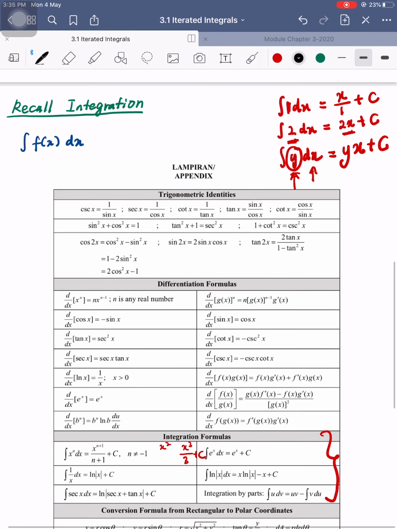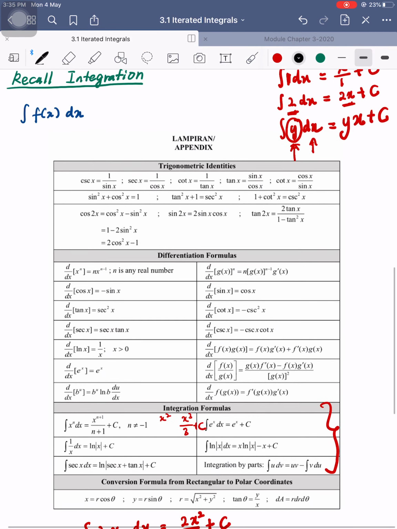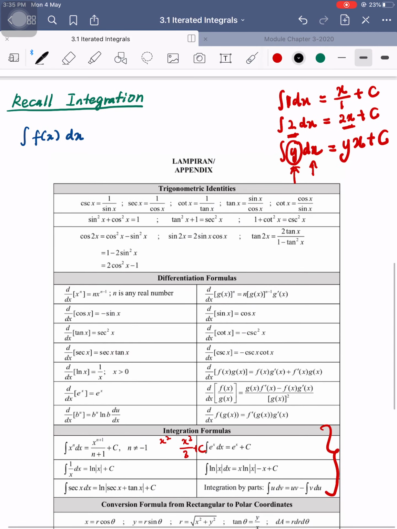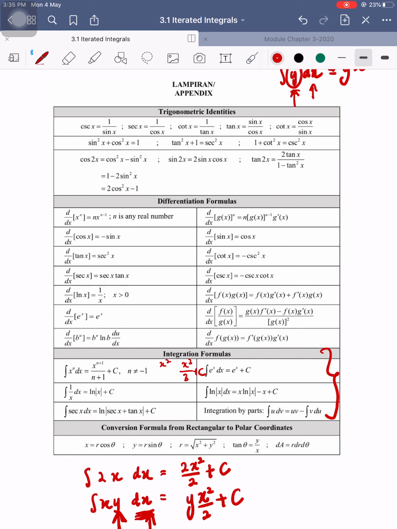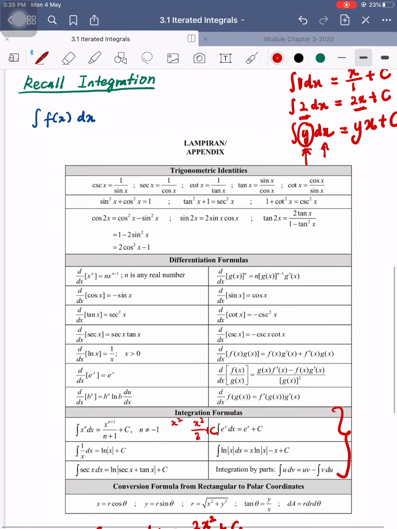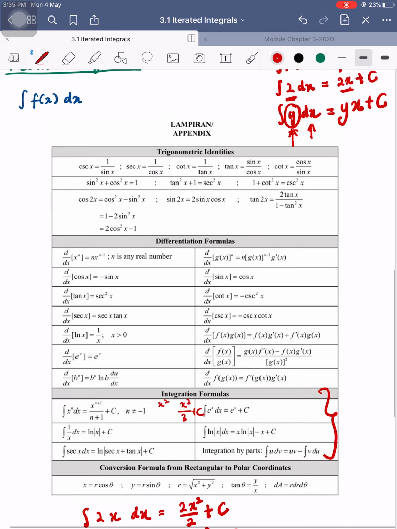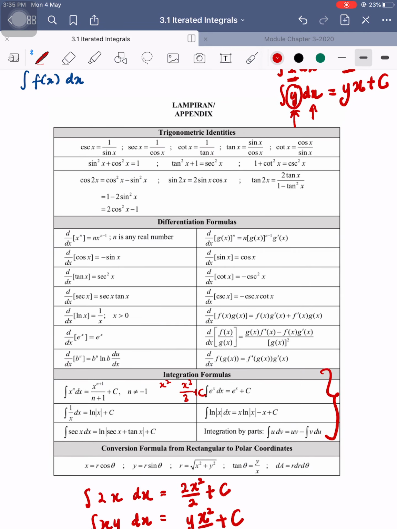So based on the appendix here, you see from the table of integration formulas here. Based on the integration formula, let's say you integrate x squared, you get x cubed over 3 based on this formula, and you can see other formulas as well.